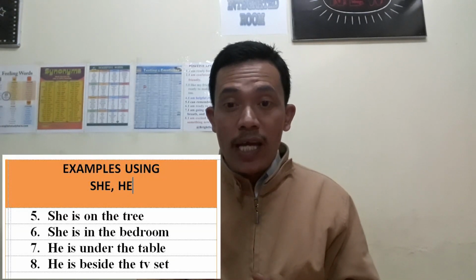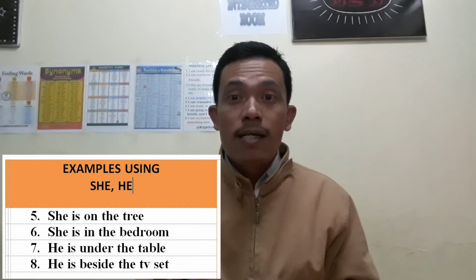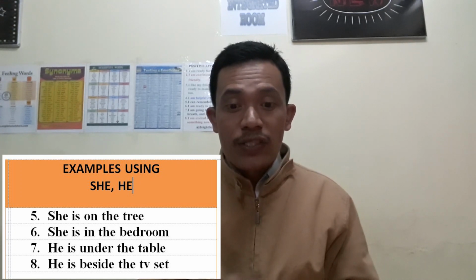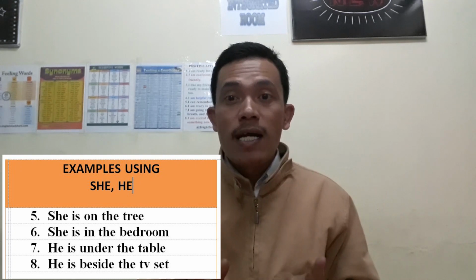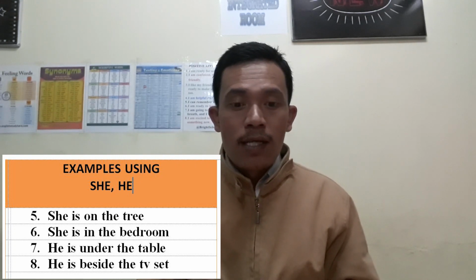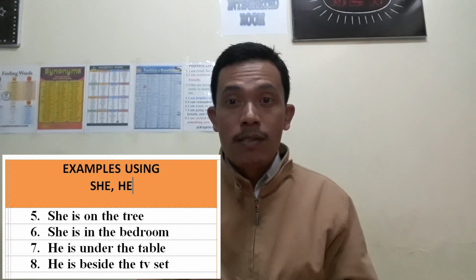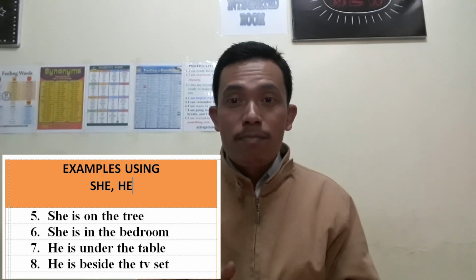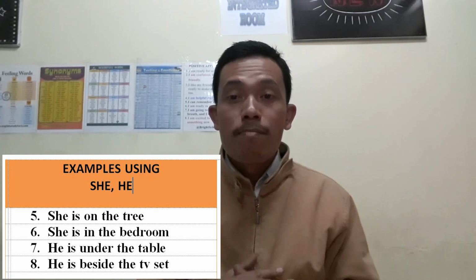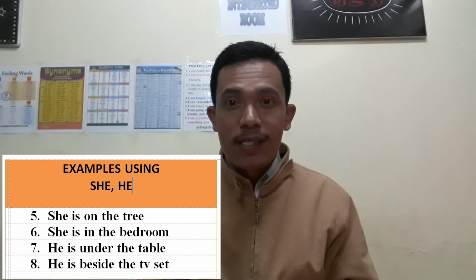Next, let's listen to examples by using subject she and he. For example, she is on the tree. Dia berada di atas pohon. Atau dia berada di pohon. And the second is, she is in the bedroom. Dia berada di kamar tidur. He is under the table. Dia berada di bawah meja. And then, he is beside the TV set. Dia berada di samping televisi. Okay. So, those are sentences using subject she and he.